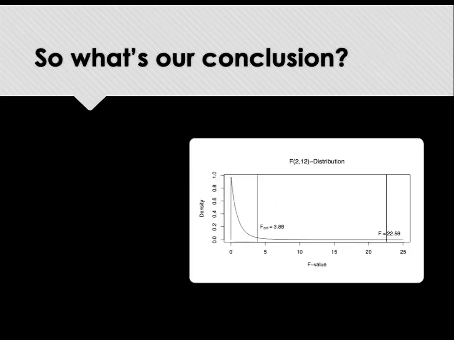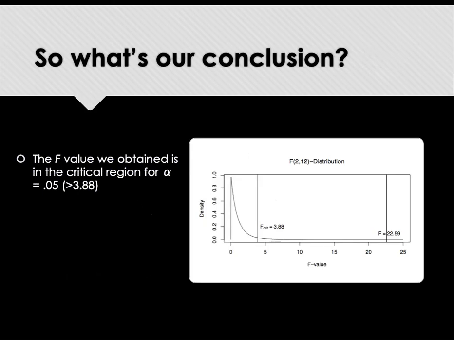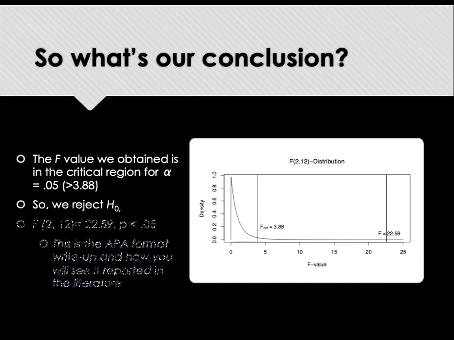Okay, so what's our conclusion? I already told you, but the F value we obtained is in the critical region for alpha equals 0.05. Remember, F critical at alpha 0.05 is 3.88. Our F value is way over here, 22.59. And so we reject the null hypothesis very clearly. This is how it would be written up in a journal or a report. F with degrees of freedom 2 and 12 equals 22.59, p is less than 0.05.